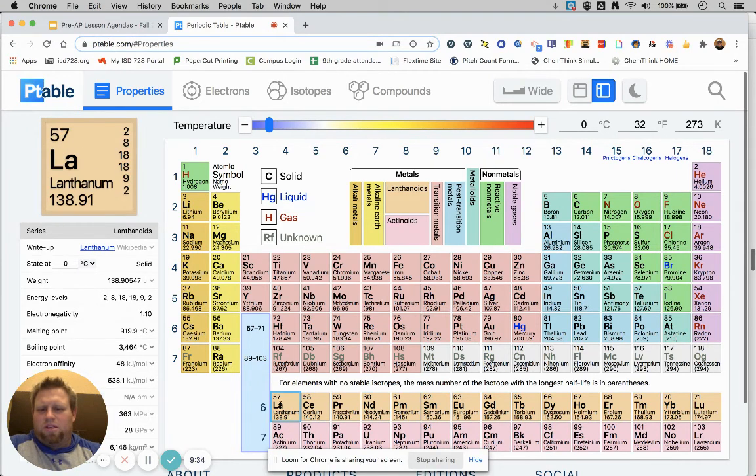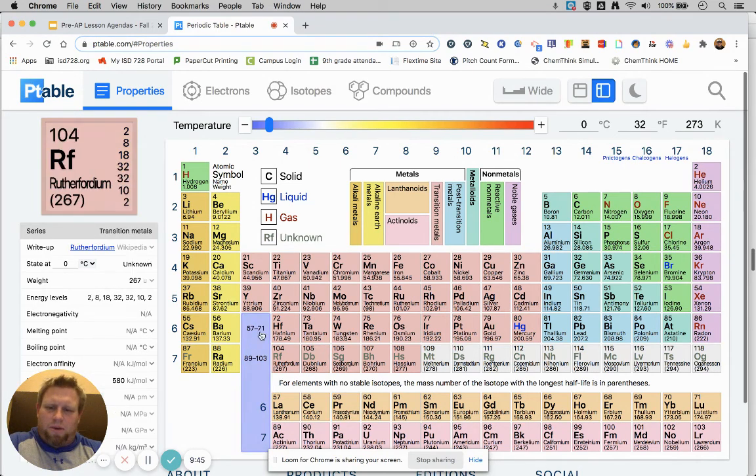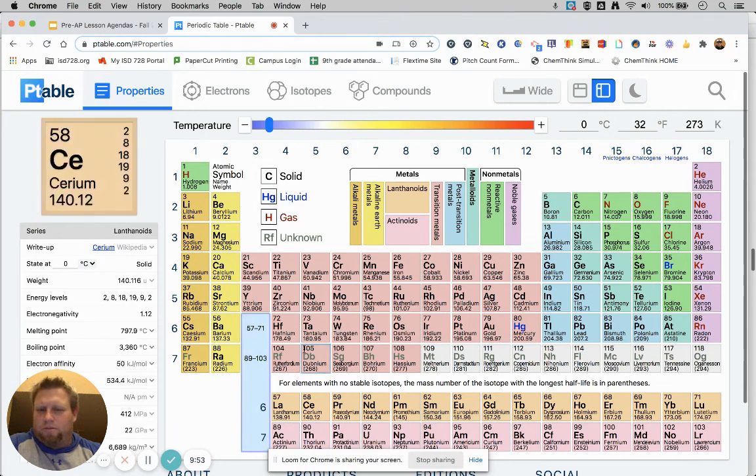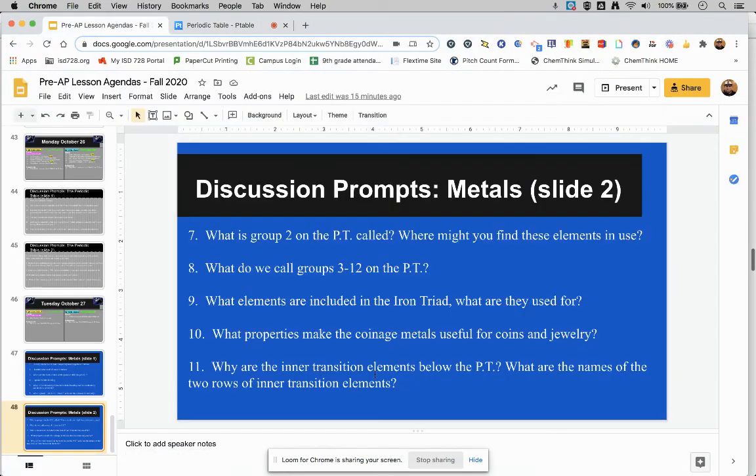And really the only reason these are removed or put below the periodic table is to simply save space. That's really the only reason. It's a very simple reason. So if these were to be up in here, then the periodic table would be much, much wider, and it just wouldn't fit as well. So really the only reason these are taken out is to save some space and make it more clean looking. So pretty simple answer on that one.